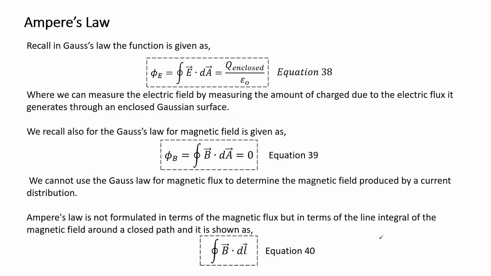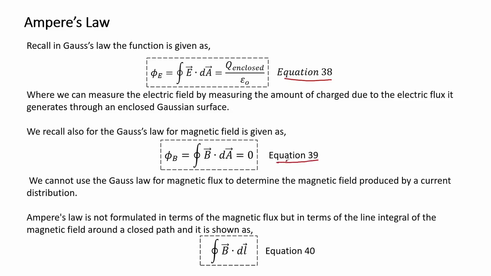Recall in Gauss's law the function is given in equation 38, where we can measure the electric field by measuring the amount of charge due to the electric flux it generates through an enclosed Gaussian surface. We also recall the Gauss law for magnetic fields, which is given as equation 39.